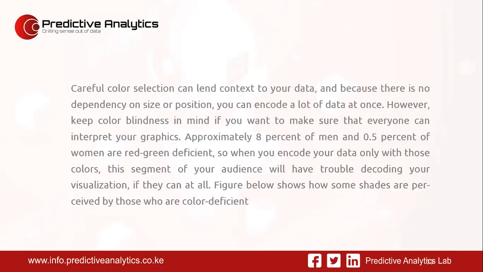Careful color selection can lend context to your data, and because there is no dependency on size or position, you can encode a lot of data at once. However, keep color blindness in mind, like we had seen, if you want to make sure that everyone can interpret your graphics. Approximately 8% of men and 0.5% of women are red-green deficient. So when you encode your data only with those colors, this segment of your audience will have trouble decoding your visualization, if they can at all. The figure below shows how shades are perceived by those who are color deficient.